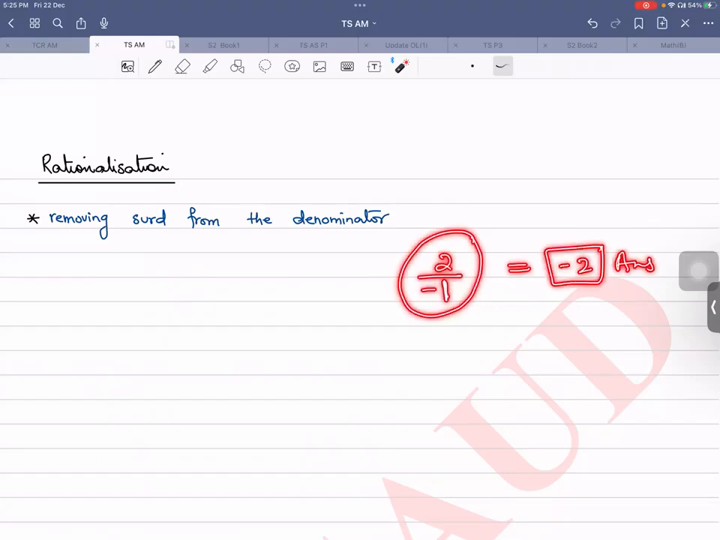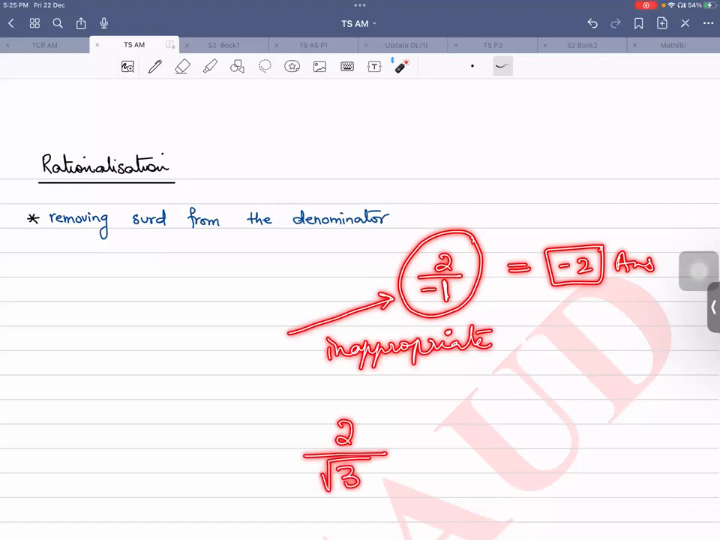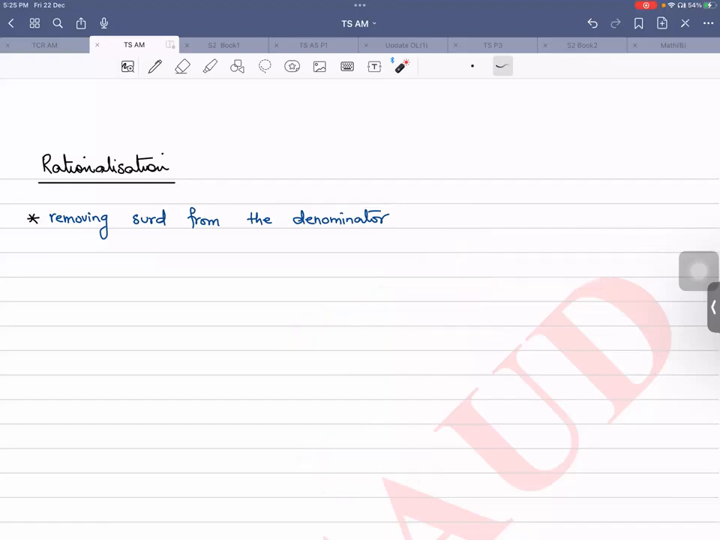And why am I not going to write it like this? Because it is inappropriate. It is inappropriate to write a square root in the denominator. तो वो square root खत्म करने के लिए we rationalize to remove the surd from the denominator. So we have two cases of rationalization.